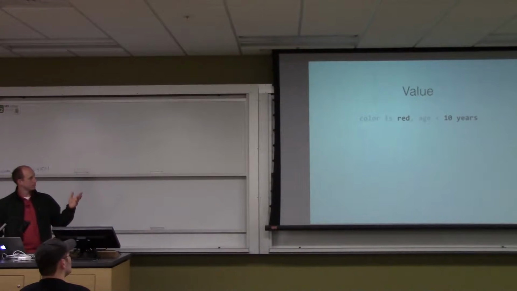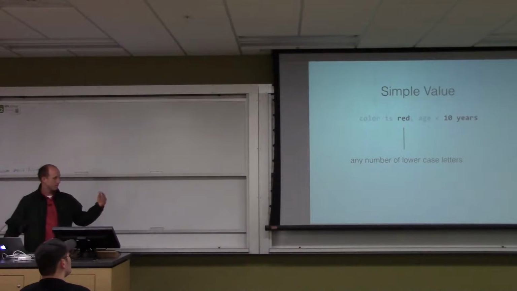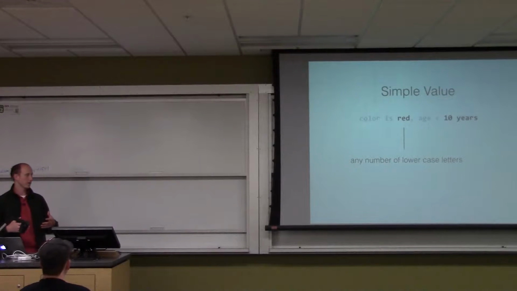And then for values, we actually have two different kinds of values. So in our example, we had red is one value, and then 10 years was a different value. So we're going to call the first one a simple value, and the second one a period value, because it's a value that defines a period of time. It could be 10 years, it could be 5 days or something. So the first one, for simple value, we'll just say that it's any number of lowercase letters.